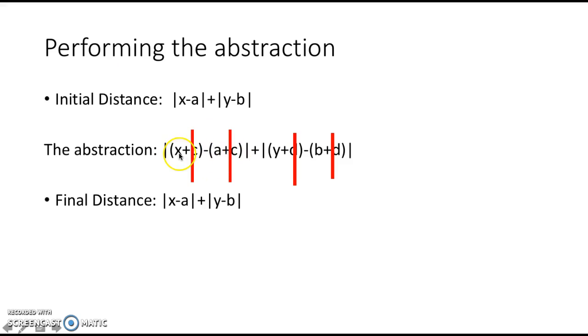Now you can see you are left with x minus a and y minus b, which, as you can see, is our initial distance as well as our final distance. Because the definition of isometry is preservation of distance, this is why all translations in Etch-a-Sketch geometry are isometries.